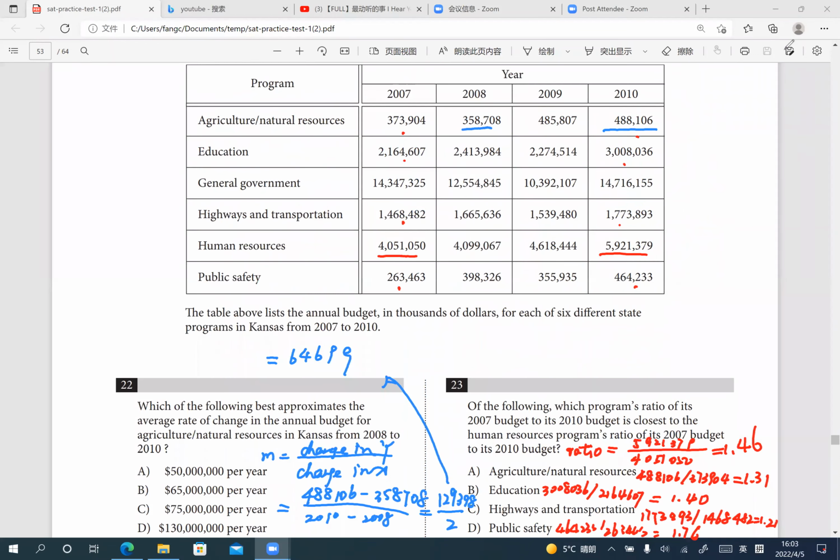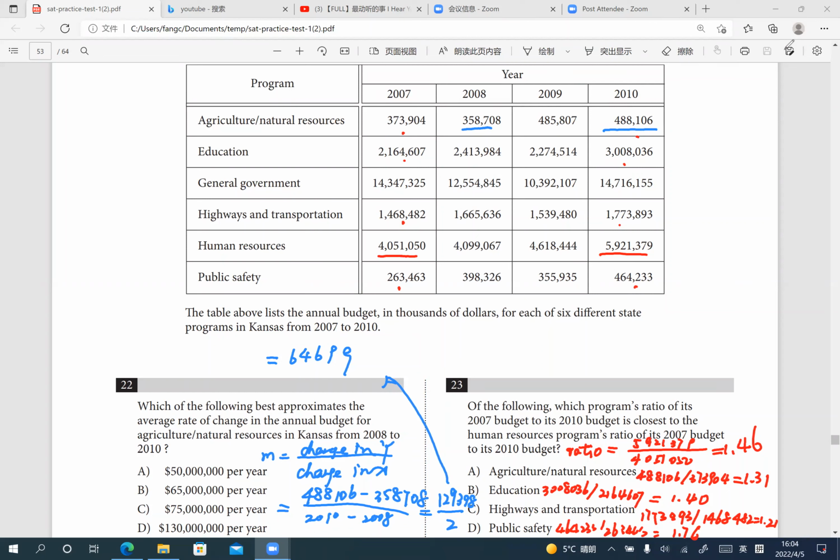The table above lists the annual budget in thousands of dollars for each of 6 different state programs in Kansas from 2007 to 2010. So question 22. Which of the following best approximates the average rate of change in the annual budget for agriculture and natural resources in Kansas from 2008 to 2010?